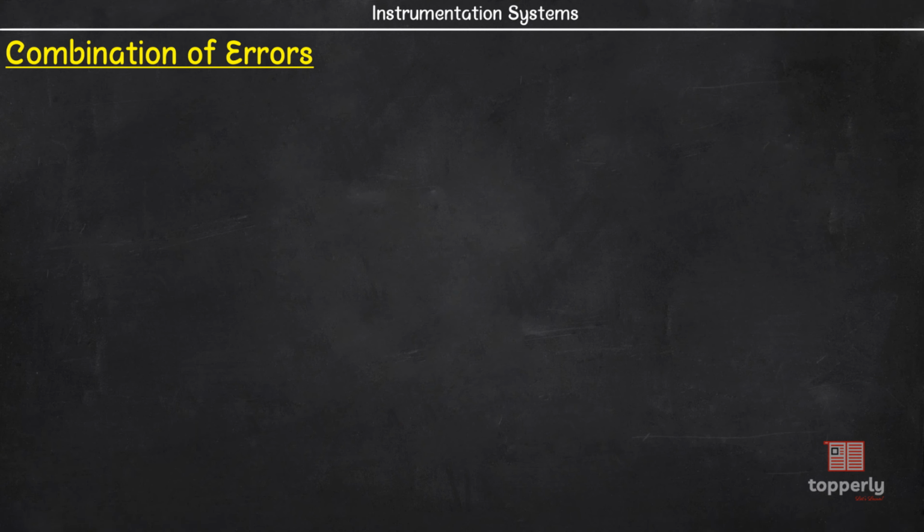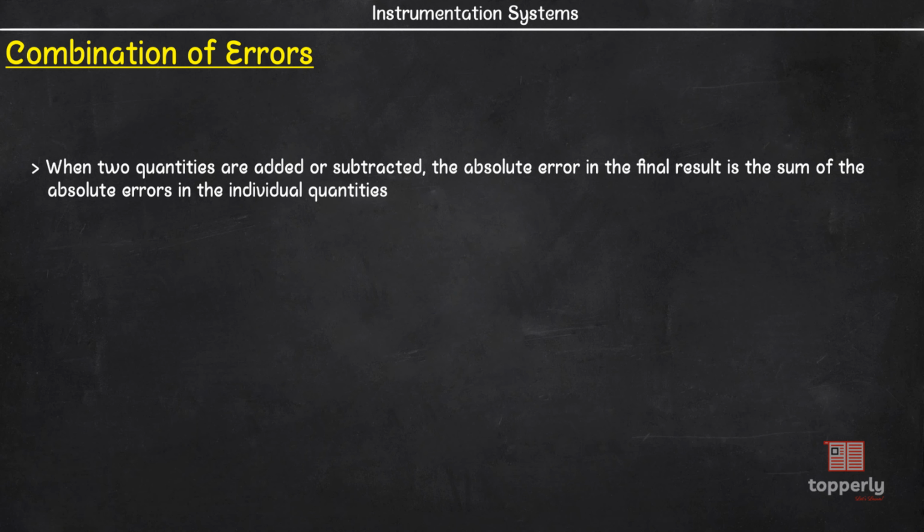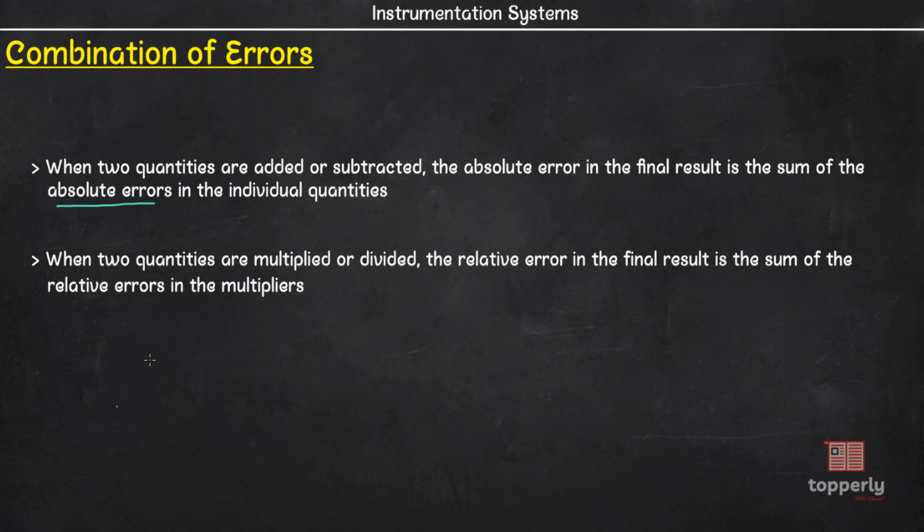While doing calculations with errors, you have to follow just two rules. First is, when two quantities are added or subtracted, the absolute error in the final result is the sum of the absolute errors in the individual quantities. Second rule is, when two quantities are multiplied or divided, the relative error in the final result is the sum of the relative errors in the multipliers. Okay, so once you know these two rules, you can do any calculations with errors. Now let's see how we arrived at these rules.